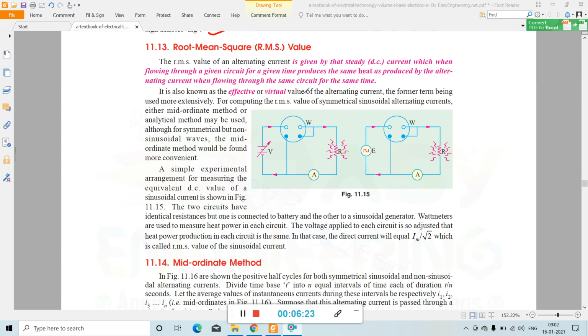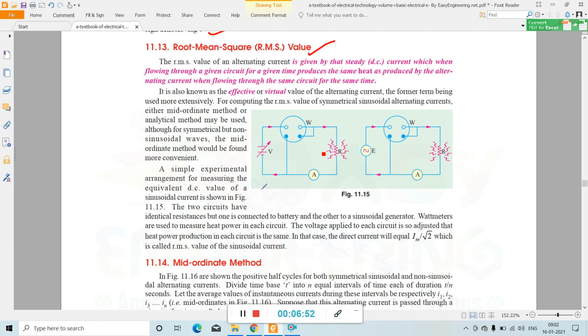So the next one is the root mean square or RMS value. What is this RMS value? The RMS value of an alternating quantity is given by that a steady or DC current which, when flowing through a given circuit for a given time period, produces the same heat as produced by alternating current when flowing through the same circuit for the same time. It is also known as the effective or virtual value of the alternating current.